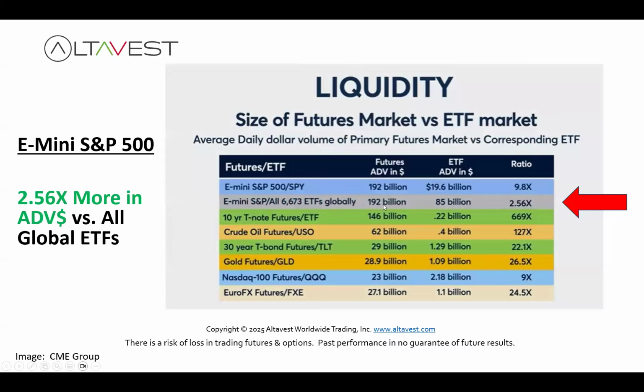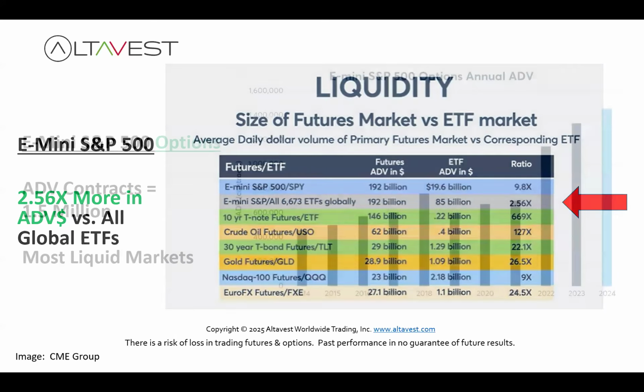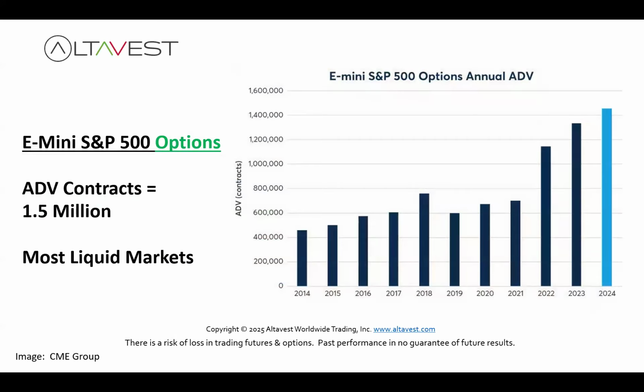So you'll see the red arrow here. The E-mini S&P 500 contract itself is a massive, massive market. And that being the case, that means the options also have a lot of liquidity. I don't have the latest graph on this, but of course, 2025 is not over yet. We'll get that soon, I'm sure. But average daily volume is over 1.5 million contracts in terms of these E-mini S&P 500 options.